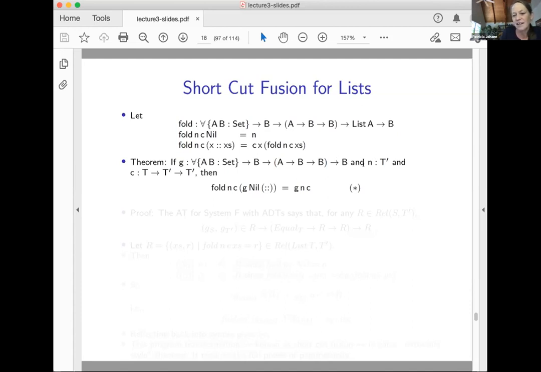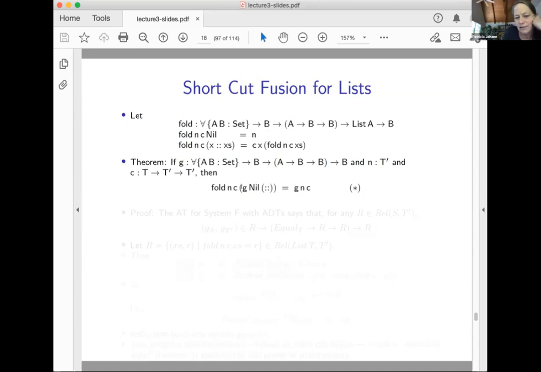But other than that, if I look at that type, and if I have an N that has some type T prime, I think of this as being like an abstract nil, and a C that has a type that means that it's like an abstract cons, then the following theorem holds. If I take this abstract list making function and I apply it to real life nil and real life cons, this should give me a real live list. And if I then fold with N and C over that list, I get the same thing as if I just took this abstract list making function and applied it to the abstract N and the abstract C.